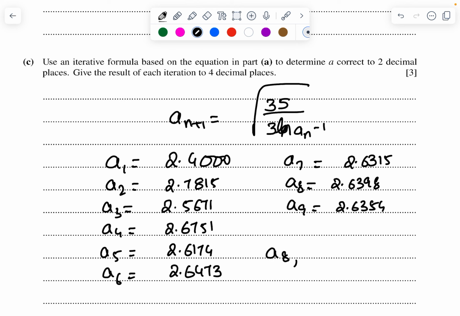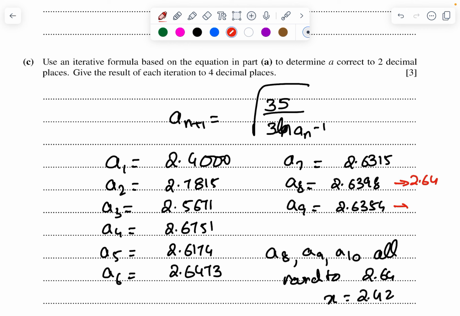So we can see that a8, a9, a10 all round to 2.64. So x equals 2.64. This is 2.64, this is also 2.64, and I found a10 also, which is 2.6377, which also equals 2.64.